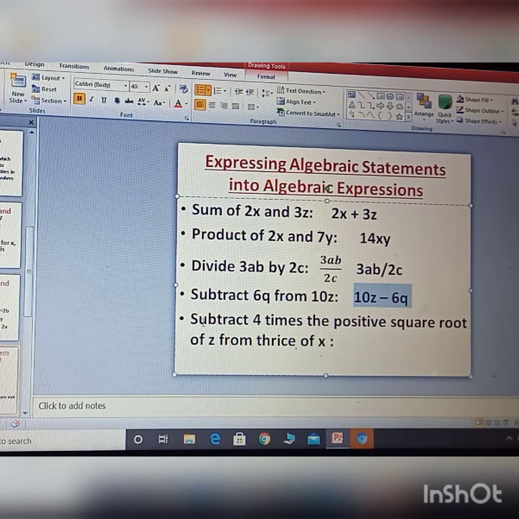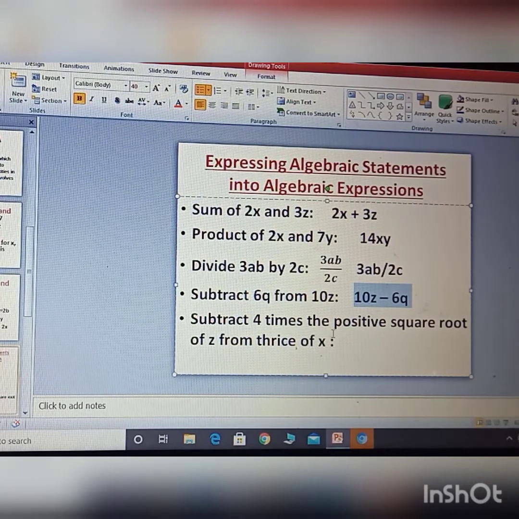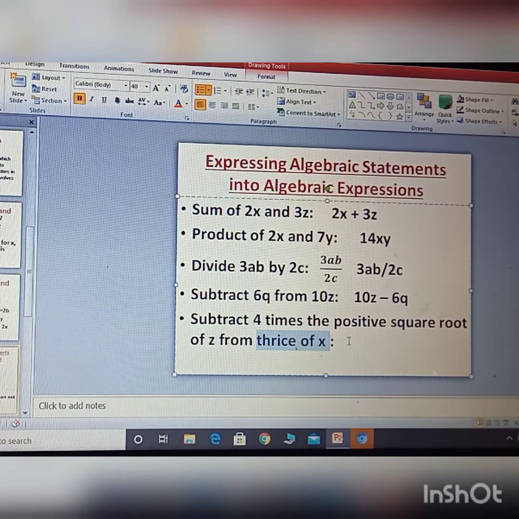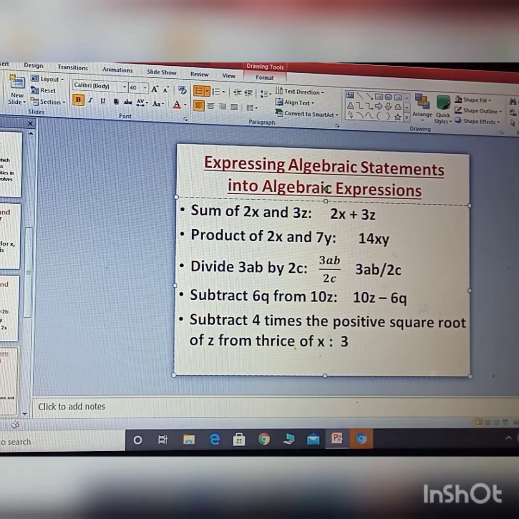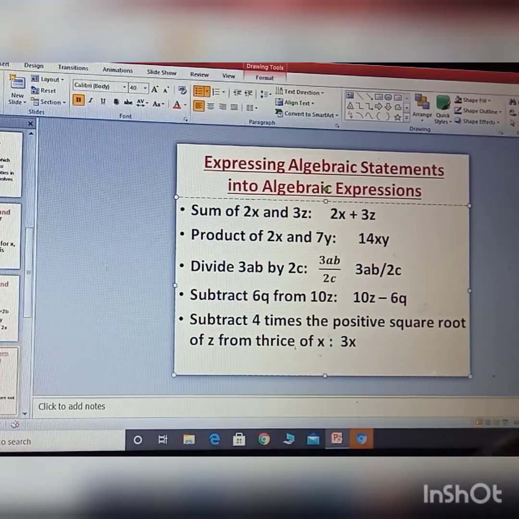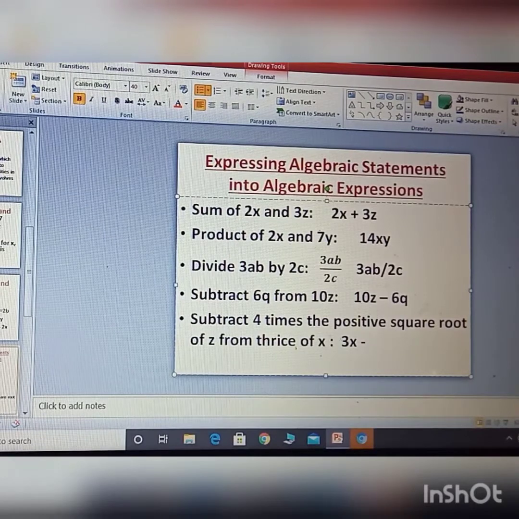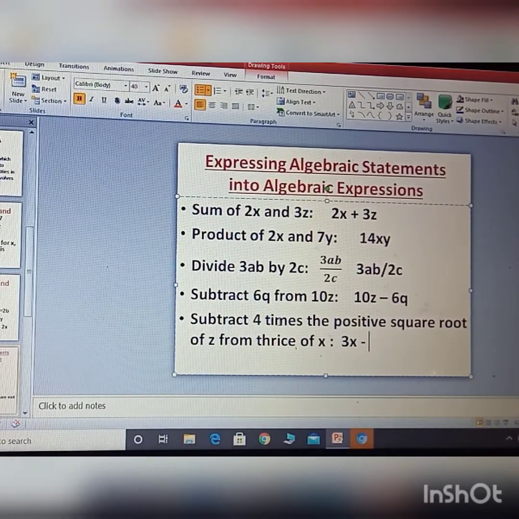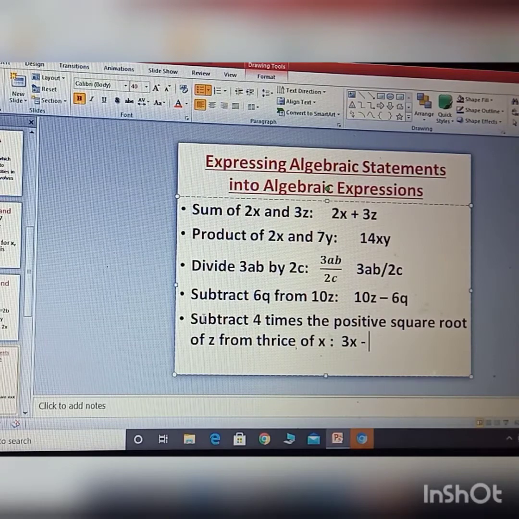Then the last statement is subtract 4 times the positive square root of z from thrice of x. So again, as I have guided you in the previous statement, you are to look for the word from, because the key term here is subtract. So whatever is written after from, that is to be written first. Thrice of x, what does it mean? That you are to write 3 times x, then you will show the subtraction symbol, and what is to be subtracted? 4 times the positive square root of z.